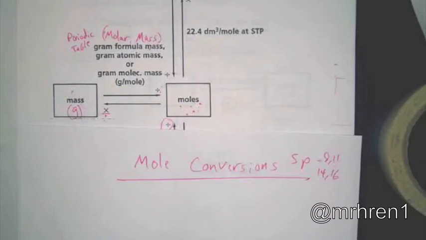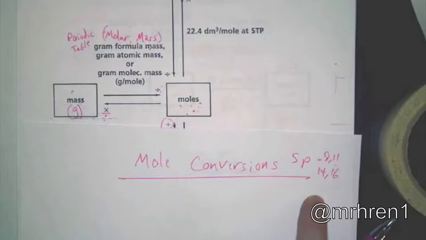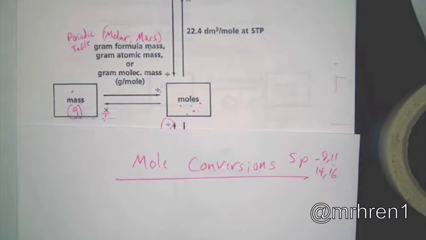So mole conversions, that's your homework. It's 4 pages. It's like 75 problems. Oh my God. You'll get time to do it.